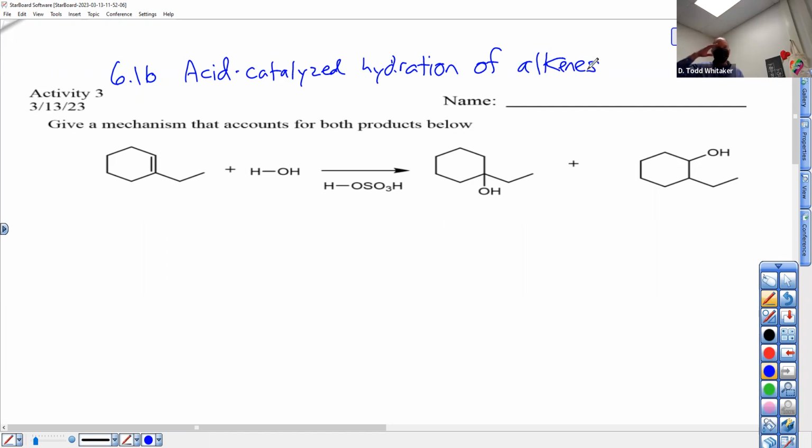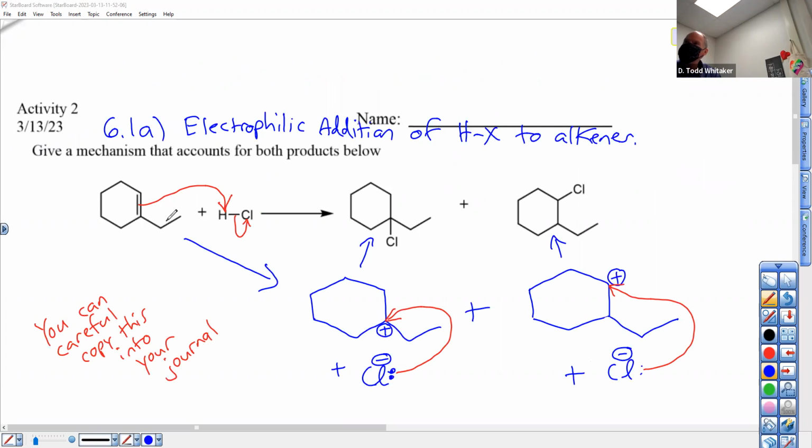Now, I want you to know that this reaction starts off identically to the last one. The first step, the pi electrons attacked what molecule? HCl. What category of molecule is HCl? What kind of acid? Strong acid. Alkenes will not react with weak acids. In this universe, I don't know about other universes, but they don't in this universe. Okay?